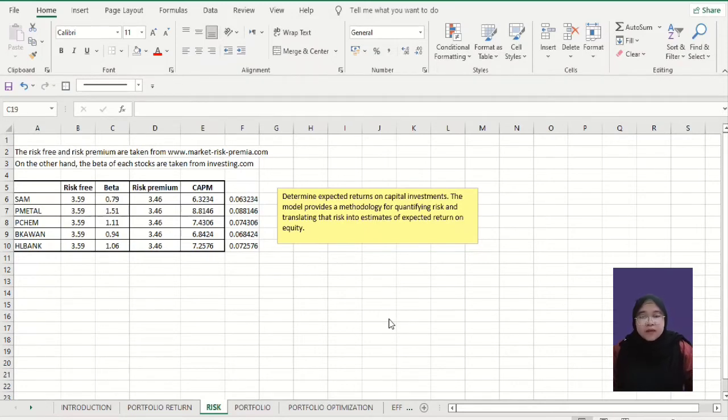Why do we need to calculate the CAPM? Because it determines the expected return on a capital investment. We can say that higher return means higher risk. So, among these 5 stocks, we can see that Press Metal and Petronas Chemicals have a higher CAPM, which we can consider as higher risk and also higher return.